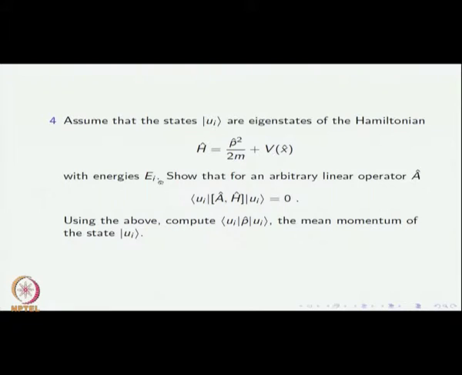You have to show that for an arbitrary linear operator A, when you take the commutator of A with the Hamiltonian and take the average, you will obtain it to be 0. So, this relation you will show for an arbitrary operator A, and then using this relation we have to compute what would be the mean momentum of this state ui. So, let us start doing this fourth problem.